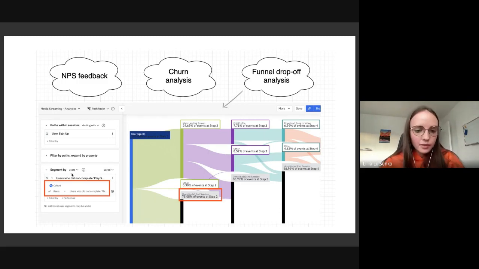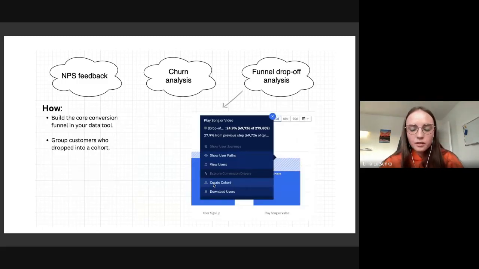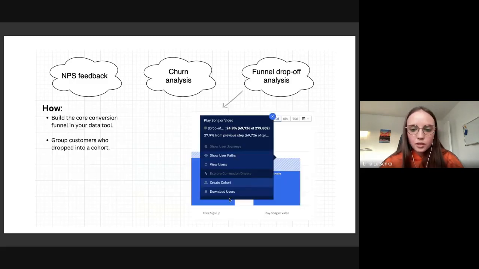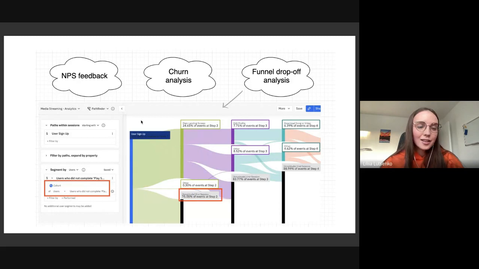So, as I've said, you can save these users who dropped into a cohort. You can import this cohort into the segment setting here, and for this cohort, see what they did after user sign up. Because we know they did this user sign up, but then they did something else, and we are interested in them activating.